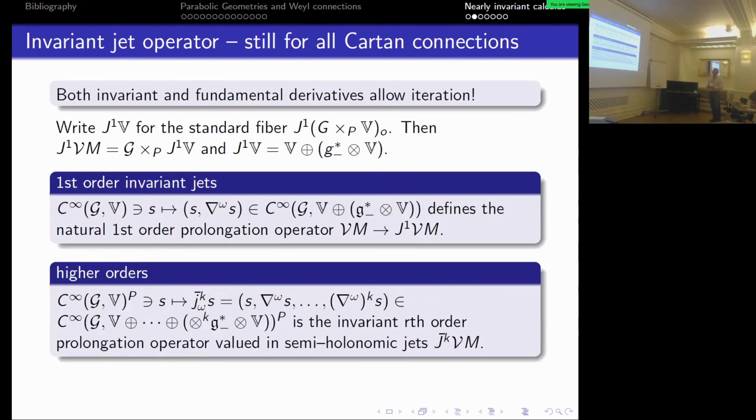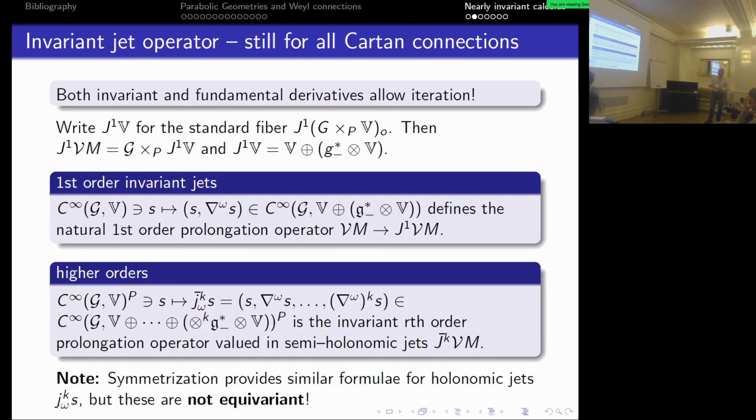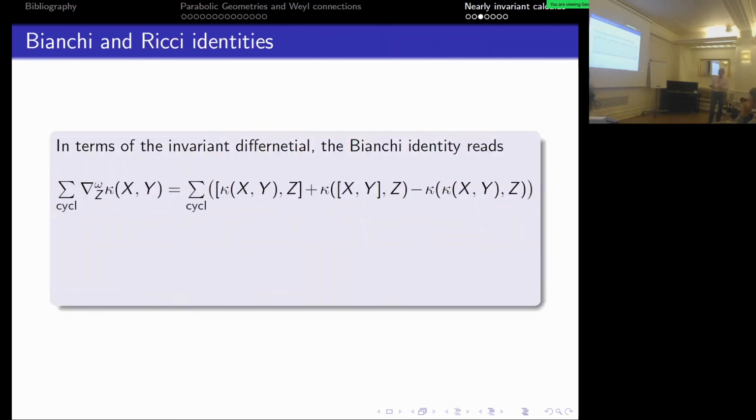With higher orders, it's more difficult, because we could do, say, an iterative procedure to take jets of jets, and then take the equalizer of the many projections and land with something which is called semi-holonomic jets. And there it's again true, but it's not true for regular jets. So for regular jets, it doesn't work. And that's the difficulty in constructing the invariants for conformal, projective, and all other geometries.